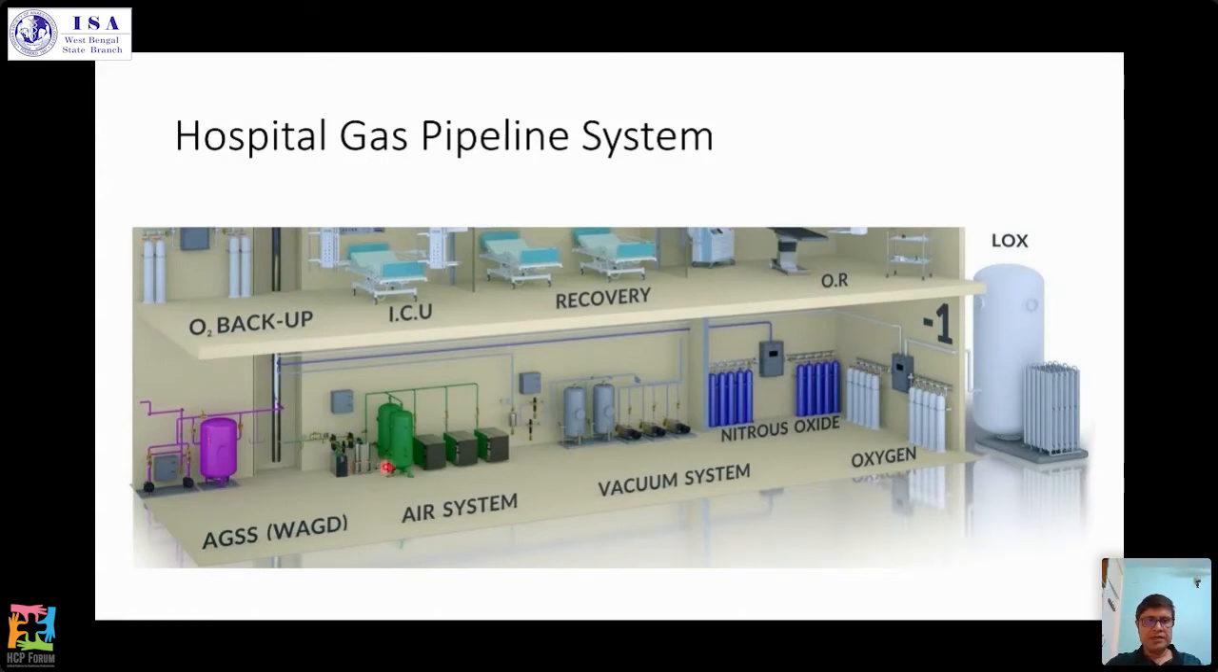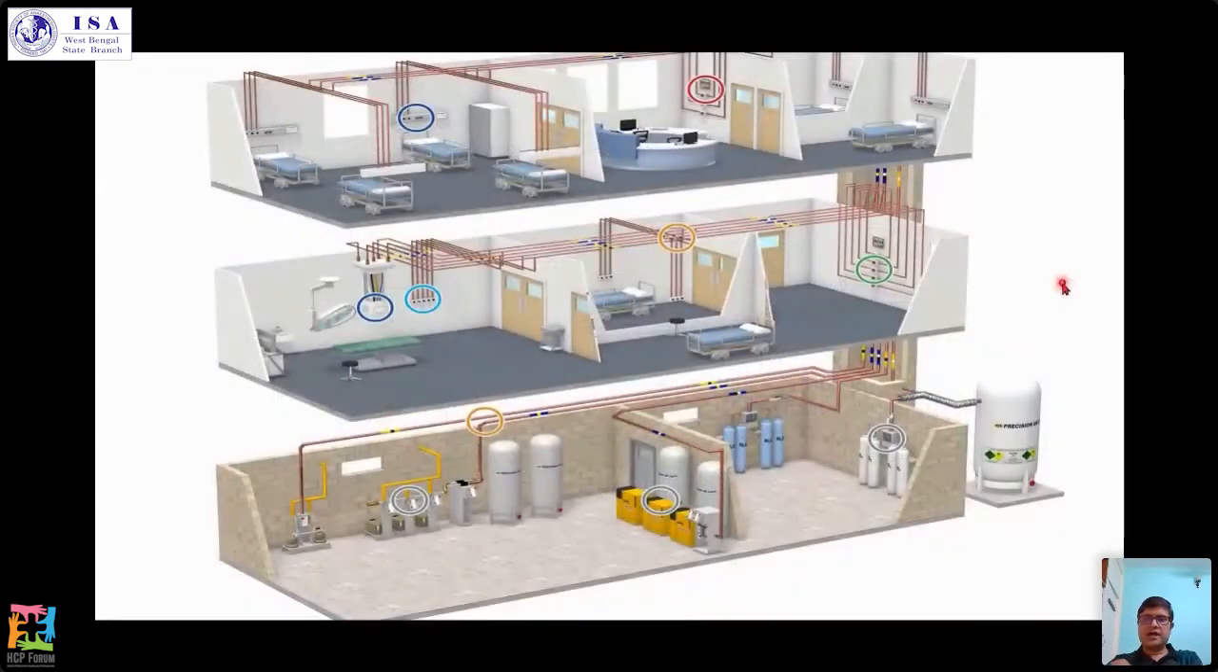This is the pressure system. There are the pumps and the filters, and they also store the filtered air in pressurized containers. And we have the AGSS or WAGD, whatever we call it, the anesthesia gas scavenging system or waste anesthesia gas disposal. So we also have a vacuum pump here and storage of vacuum. And I can see that it's differently color coded. They have pipelines and they all have controllers in place. We will cover these things later on.